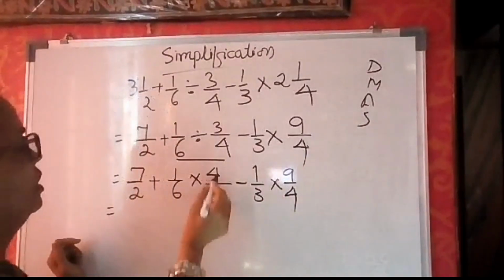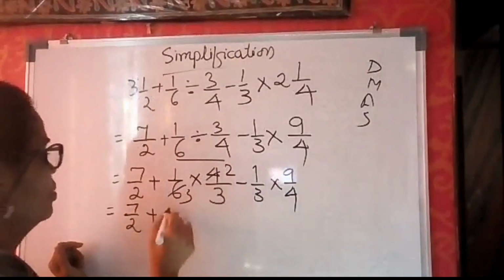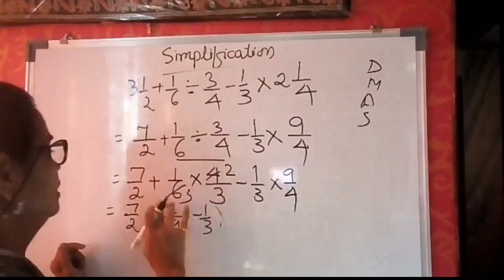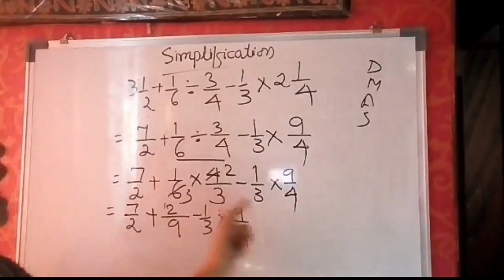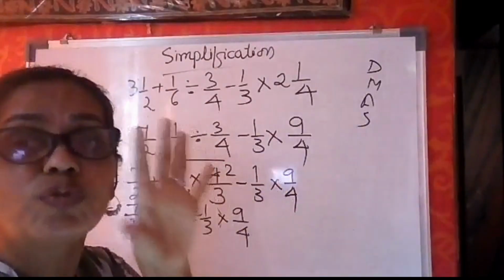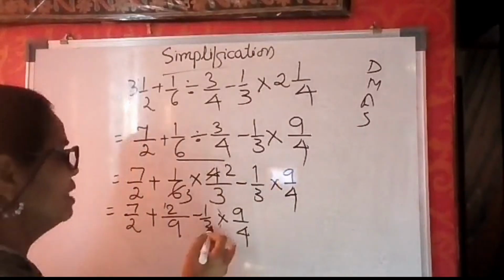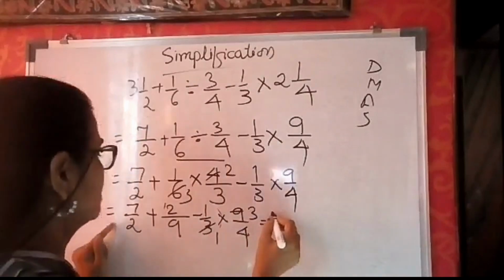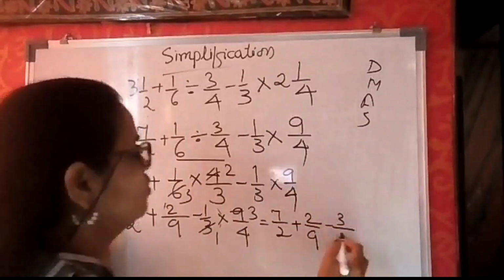Now look. 2 2s are 4, 2 3s are 6, which is equal to 7 upon 2 plus 2 upon 9 minus 1 upon 3 and this would be multiplied by 9 upon 4. So I can do this cancellation directly in this step also, but I don't want to make you confused. So I am adding one more step extra. Now this multiplication, 3 1s are 3, 3 3s are 9, which becomes, now your sum is 7 upon 2 plus 2 upon 9 minus 3 upon 4.